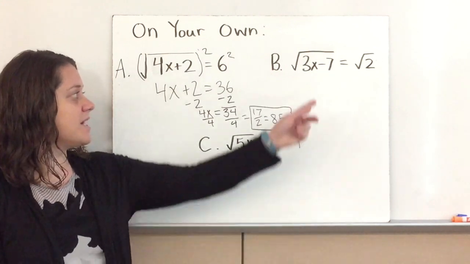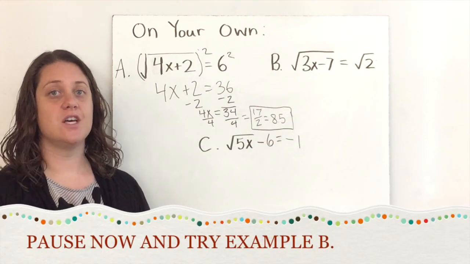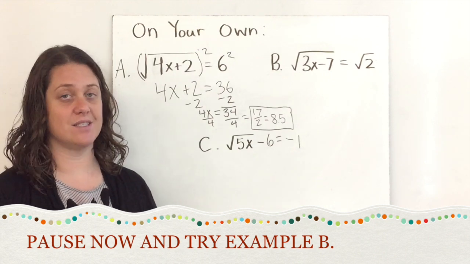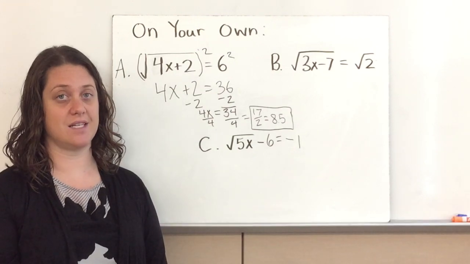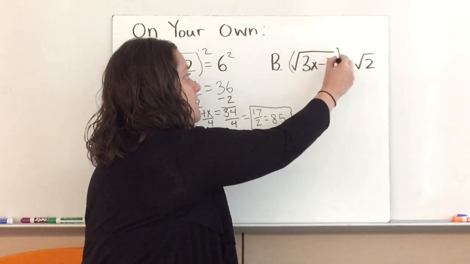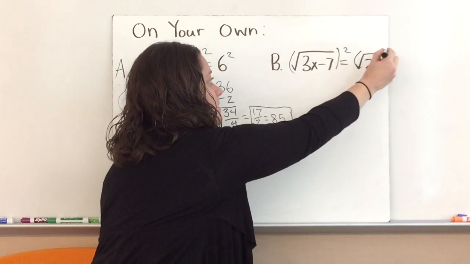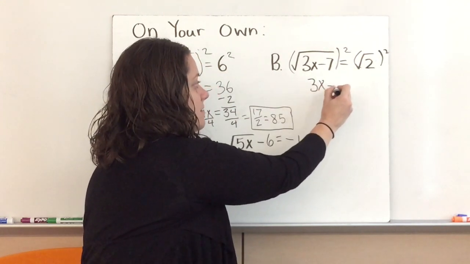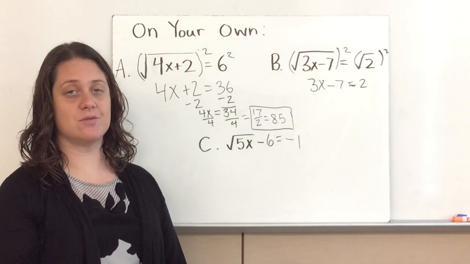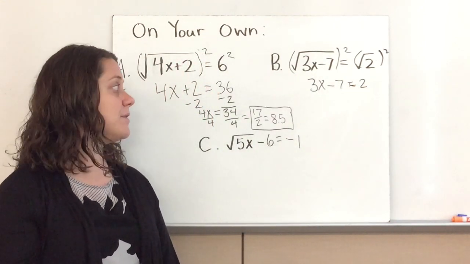All right, so moving on to the next one, go ahead and pause the video. You see that there are radicals on both sides, but you're going to do the same exact thing and begin by squaring both sides. All right, welcome back. So you square both sides, and now that leaves me with 3x minus 7 equals 2, and now I just have a simple two-step equation.